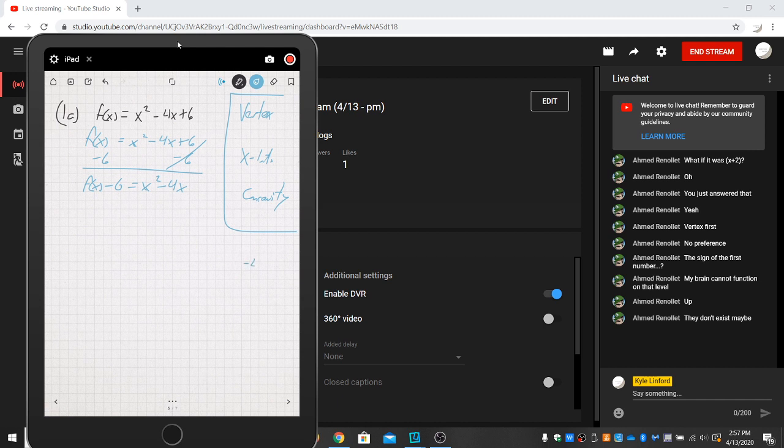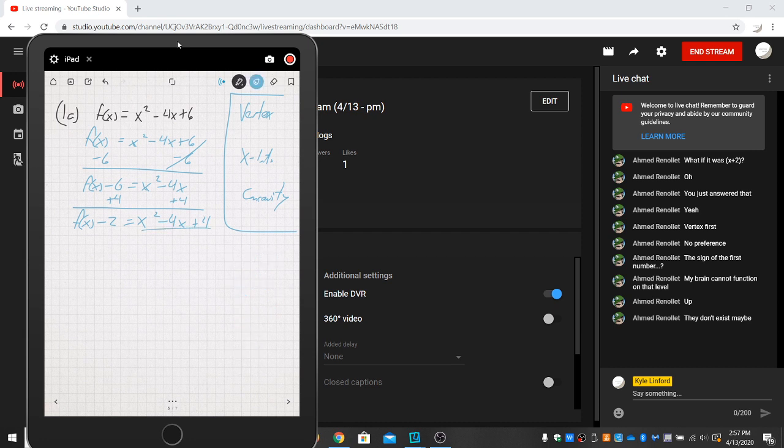I'm going to take negative 4 divided by 2 and square that. That's negative 2 squared, which is just a 4. So let's add 4 to both sides. We get f of x minus 2 is equal to x squared minus 4x plus 4. I'll get rid of this side work here.